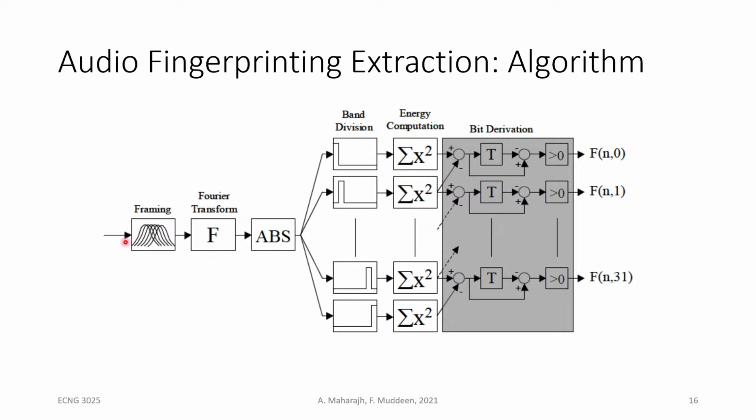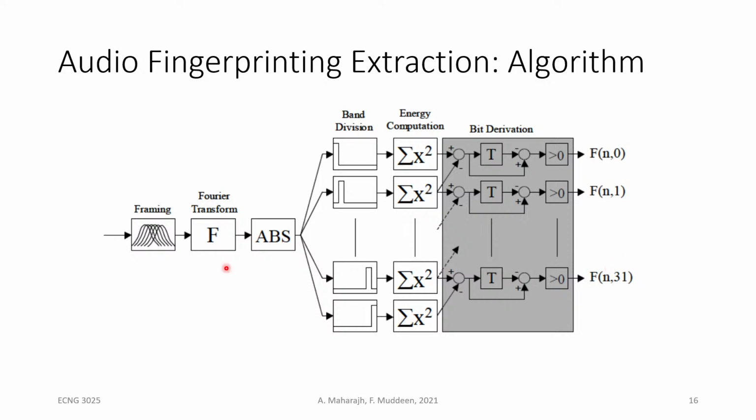So the framing system happens when we sample our audio signal, and the signal here is broken into frames. Remember, this is still with respect to time. So we're going to have to get this with respect to frequency now by doing the Fourier transform of each one of these frames that come in. After we finish the Fourier transform, we take the absolute value of those frequency components, and then for each frame here, we're going to do the same band division, energy computation, and bit derivation in order to segment out this entire audio signal into its frequency representation frames using their absolute values.